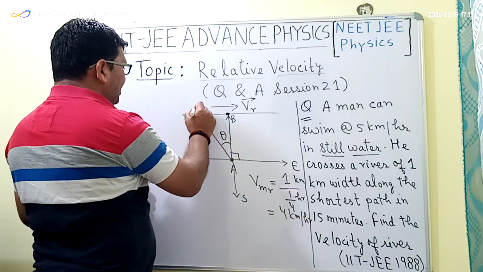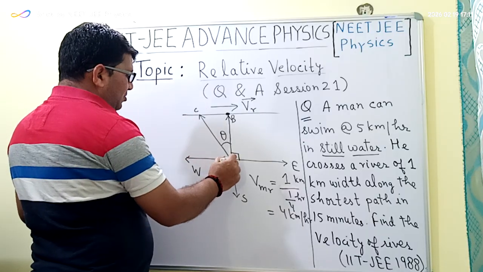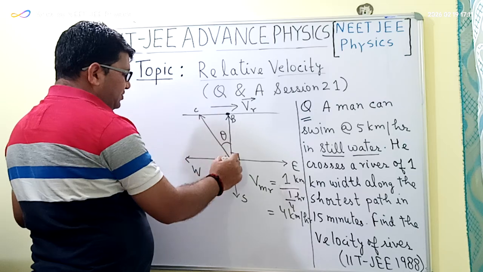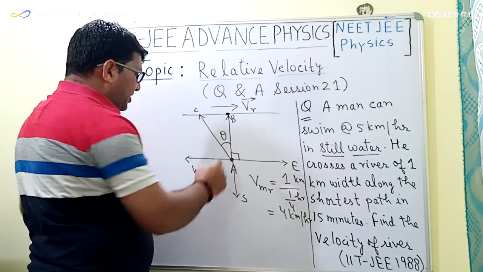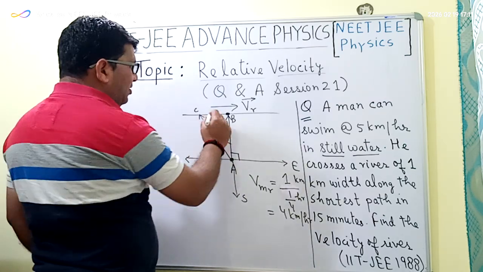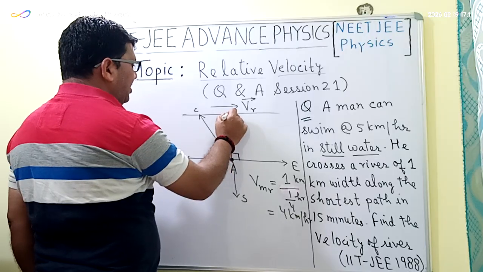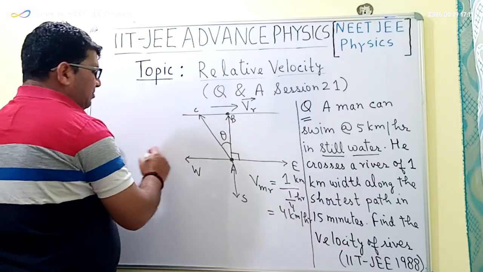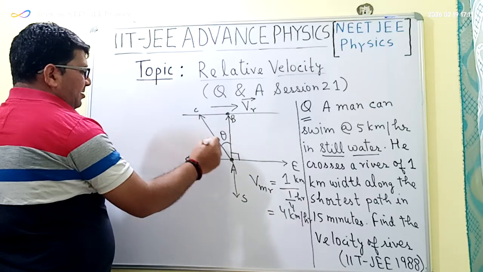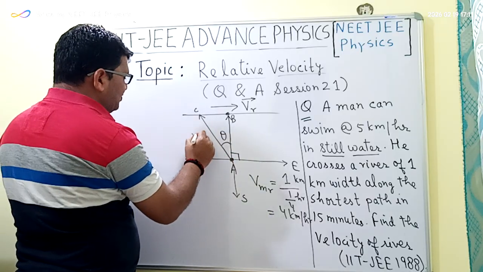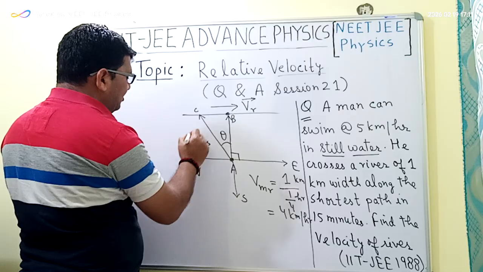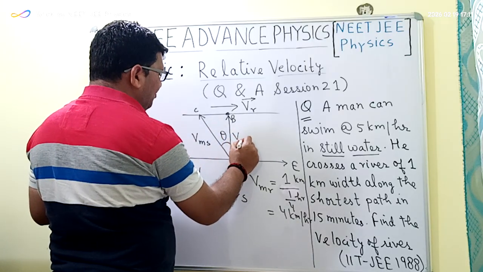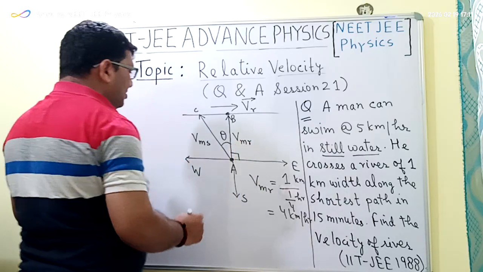And let us say this is the point C here. Now the man will actually start swimming in this direction, that is towards this point C, making an angle theta with this vertical. But because of the flow of this river, he will reach this point B. So from this vector triangle ABC, AC represents the velocity of the man in still water, and AB represents the velocity of the man with respect to the river.